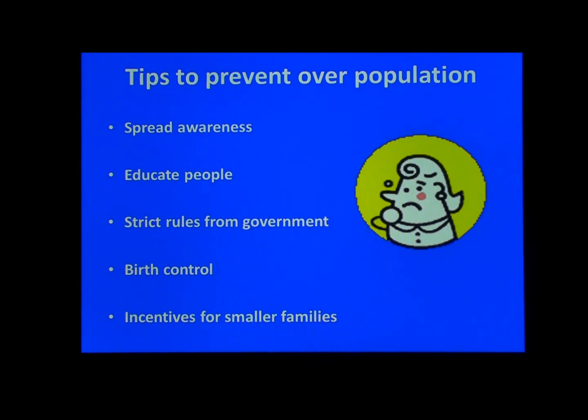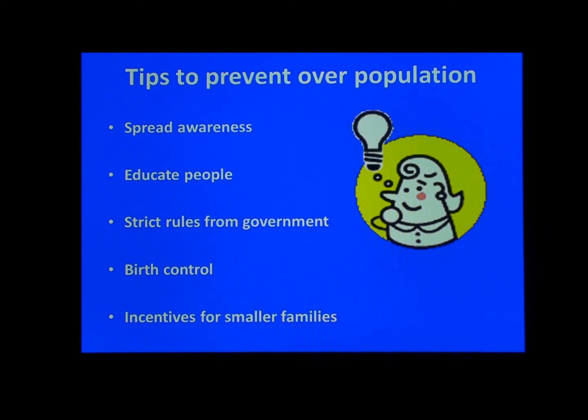Here are the tips to prevent overpopulation. There will be spreading awareness. Make people aware of population growth and the consequences of population explosion. Educate people. You should educate people like leaders that have the power to spread the awareness. Educate people on a family level to have family planning.